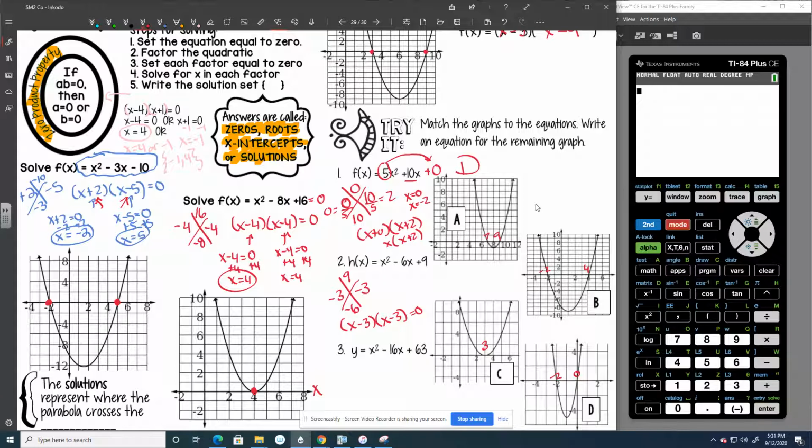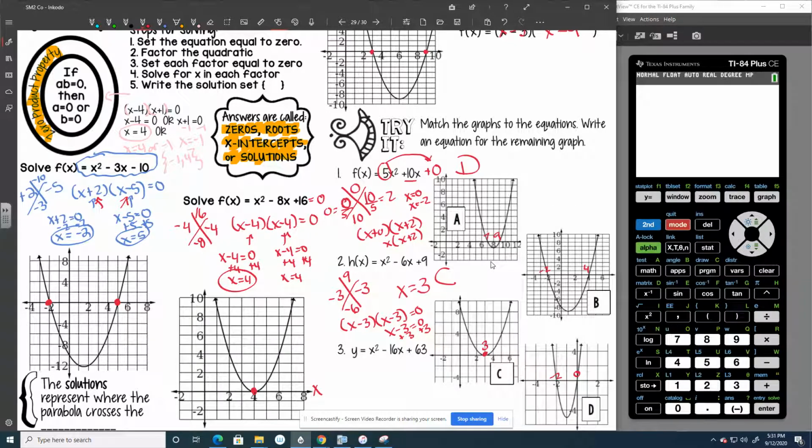So one of these has to be 0, but they're actually the same thing. So x minus 3 equals 0. If I add 3 to both sides, then x is equal to 3. But because they're the same, that's the only place it's going to touch the x-axis, which was this one right here, C. It only touched in one place at 3. So my answer to number 2 would be C.